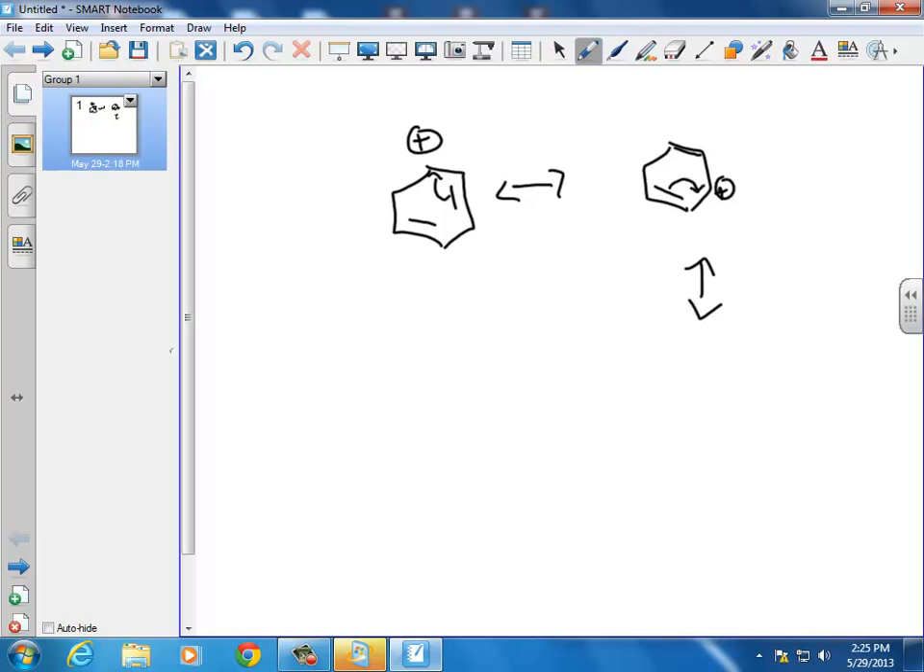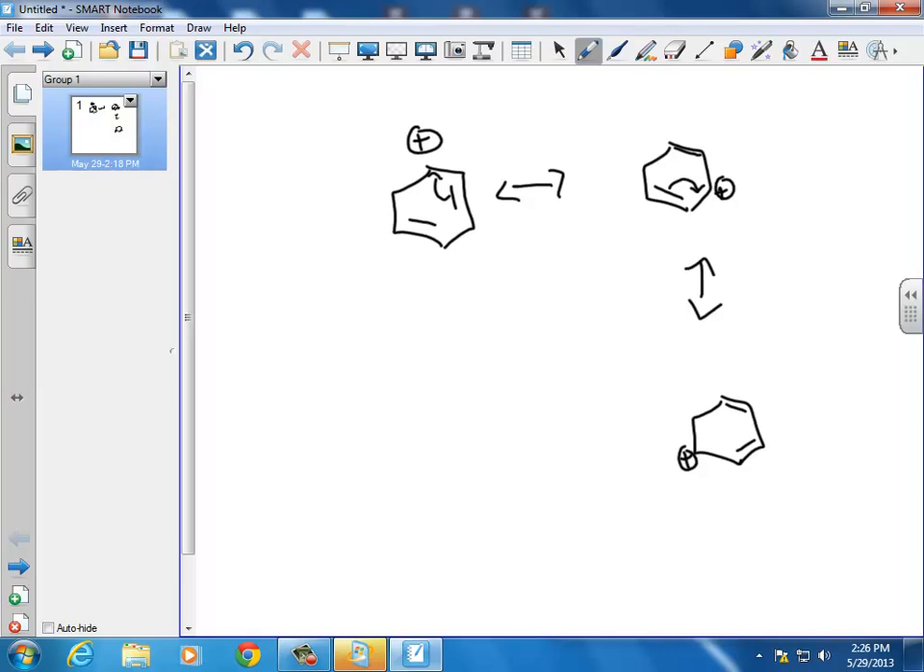I can move those electrons there. Remember, when you're drawing your arrows, you start where the electrons are, and then you draw the arrowhead indicating where they are going. So a double bond between those 2 carbons. And then you have a positive charge on this carbon. Okay? Those are the best resonance structures that we can draw.